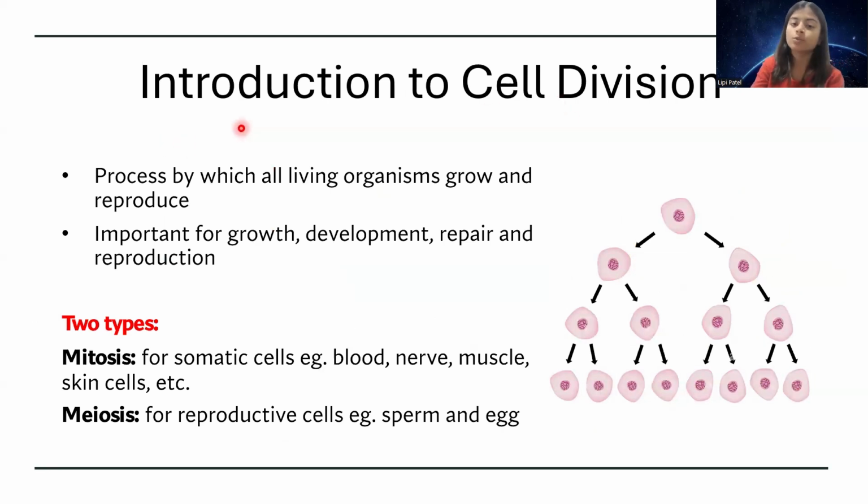As you can see here, it forms a cell plate which widens outward to separate out the two different cells. Now let's move forward to the cell division. It is a process by which all living organisms grow and reproduce. It is important for growth, development, and repair, and also for reproduction.